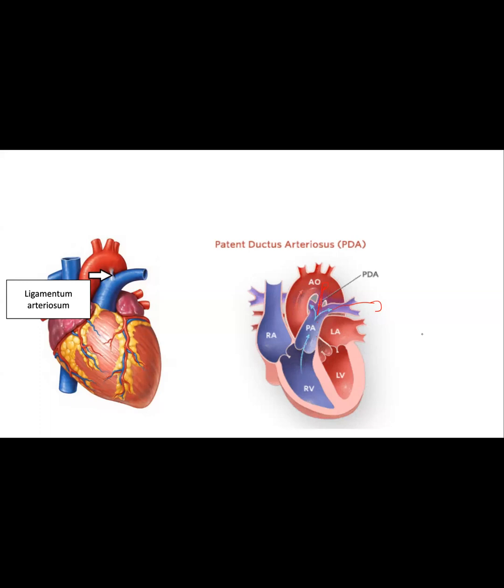So this means that blood will now cross over to the aorta, changing from the left to right shunt to a right to left shunt. And again, this is the Eisenmenger syndrome.